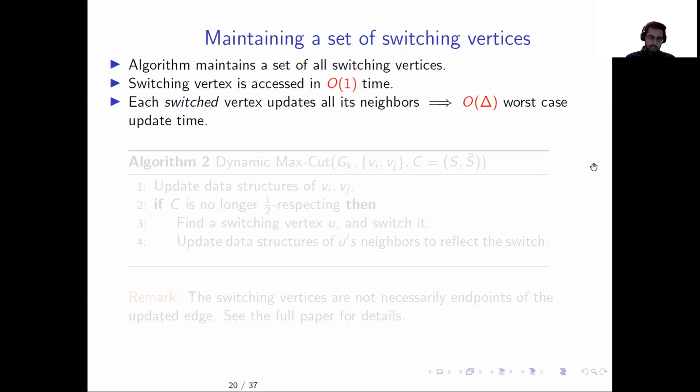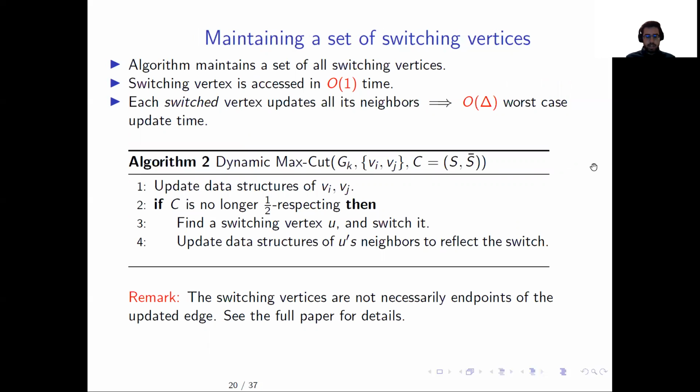So the delta update time algorithm simply maintains a set of switching vertices. Each time a cut degrades below half respecting, we just switch a vertex, and the switched vertex in turn updates all its neighbors, which might become switching or non-switching. The time taken for the switched vertex to update all its neighbors is simply O of delta. And we would like to make a remark here that the switching vertices are not necessarily the endpoints of the updated edge. The counter example is fairly straightforward.